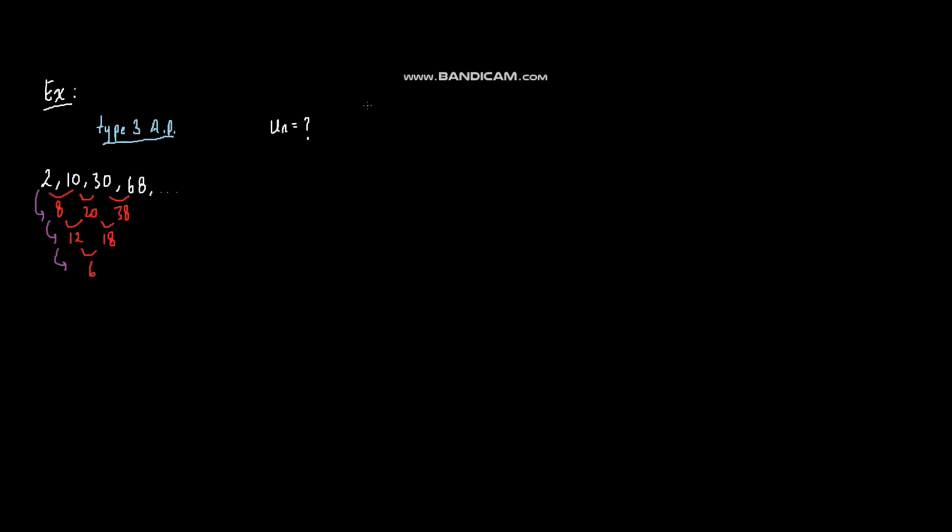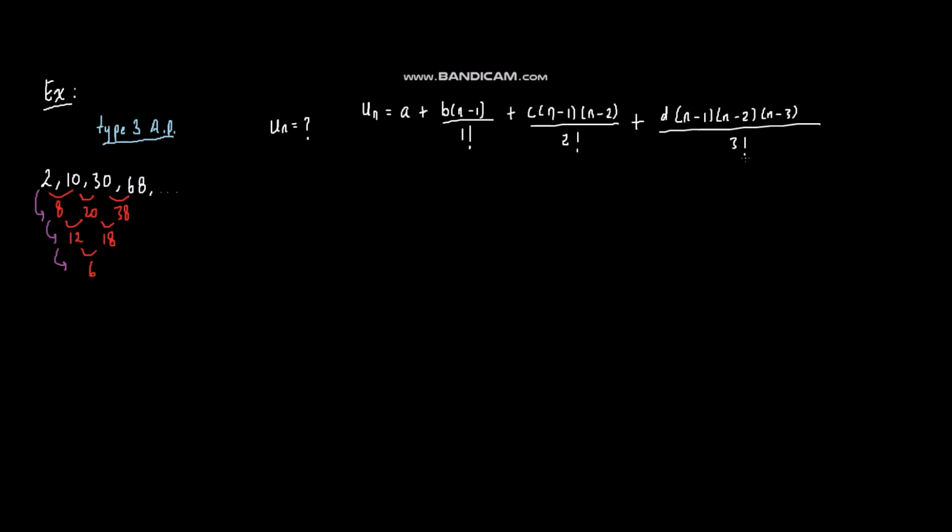And the formula for a type 3 AP is A plus B times (n minus 1) over 1 factorial. Actually, you don't really have to write 1 factorial, but that's okay. Plus C times (n minus 1)(n minus 2) over 2 factorial, plus D times (n minus 1)(n minus 2)(n minus 3) over 3 factorial. That's it.